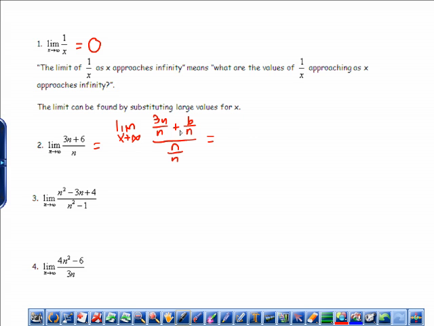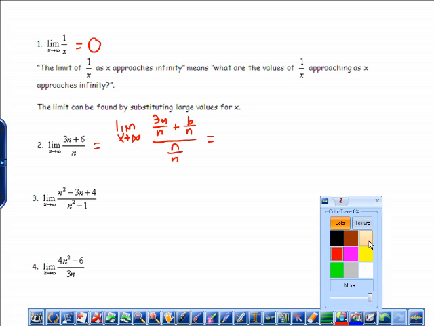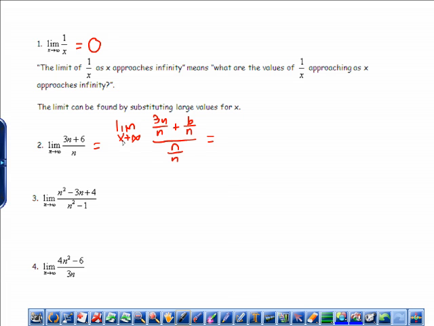So particularly, as n approaches infinity, 6 over n, we know that will go to 0. And so I'm just going to cross it out because it's like it's not there. What does 3n over n simplify to? 3. What does n over n simplify to? 1. So the answer is 3, and you might have actually made that prediction at the very beginning.